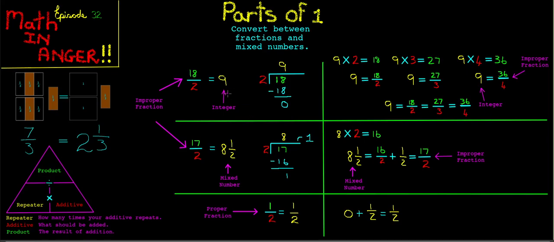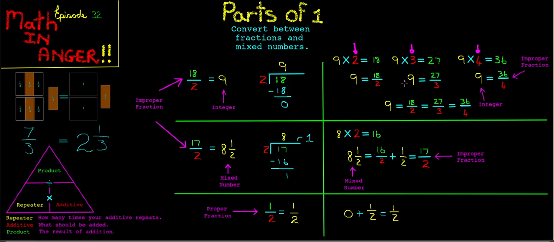Let's take a look at doing it in reverse. In other words, going from an integer to an improper fraction. And here's what we do. The question here is typically something like, write 9 as an improper fraction of 2, or write 9 as an improper fraction of 3, and here of 4. And all you do is you go do the multiplication. Your product, then you go and write your product over your additive. Same thing here, same thing here.